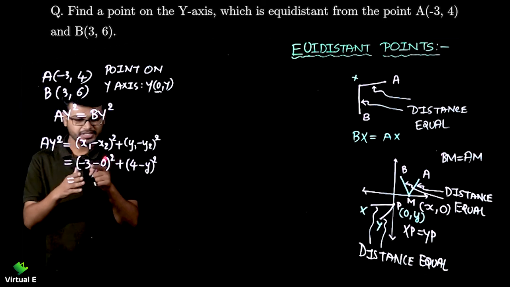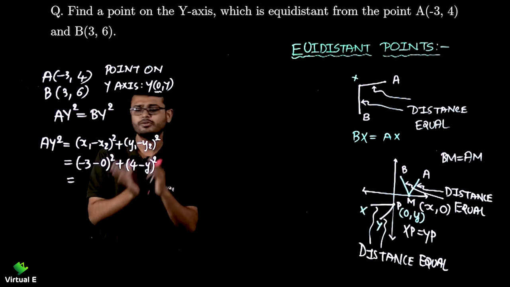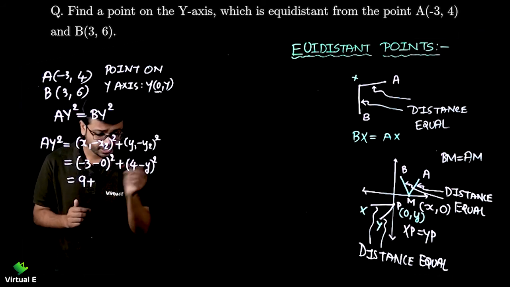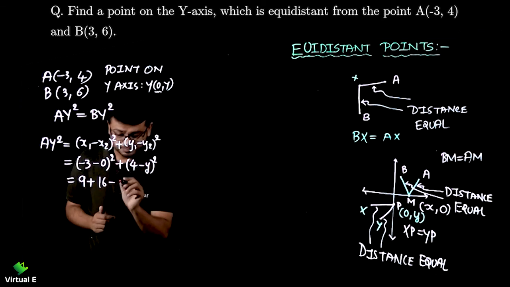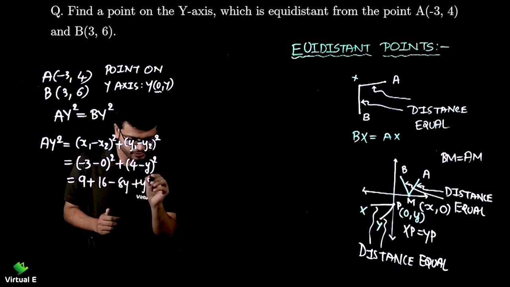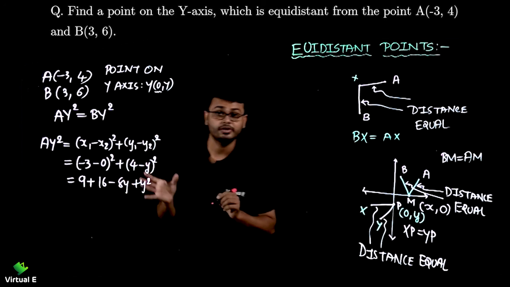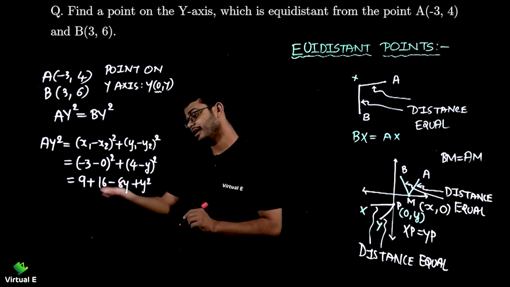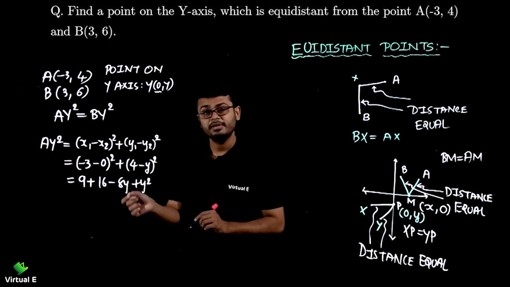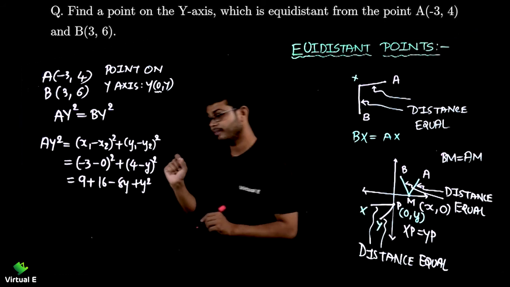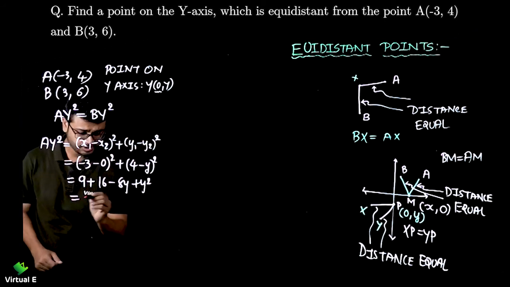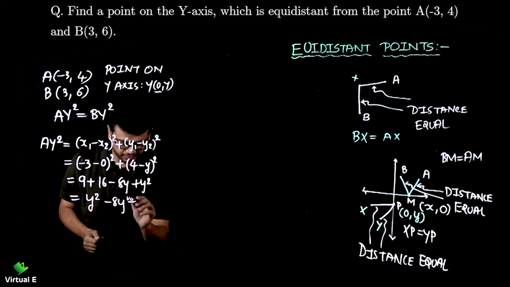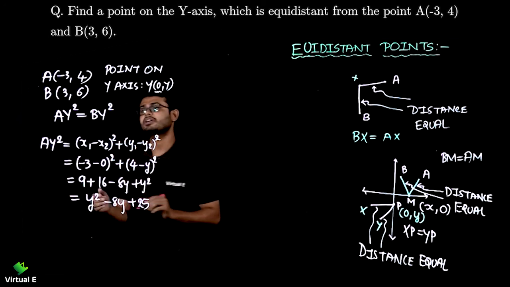Let's simplify. -3 minus 0 will be -3 only, and you need to square it. That will become 9, plus here 4 square, which is 16, minus 4 twos are 8y, plus y square. Remember, I am using an identity over here. You must be thinking, why am I writing these 3 terms? Why there should be only 2, right? So there are 3 terms: a square minus 2ab plus b square, the identity, remember. So let's simplify. It is y square minus 8y, and 9 plus 16 will give you 25. Okay, so AY square value is with me.